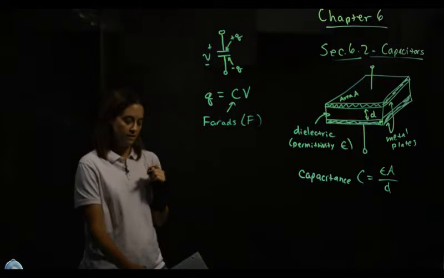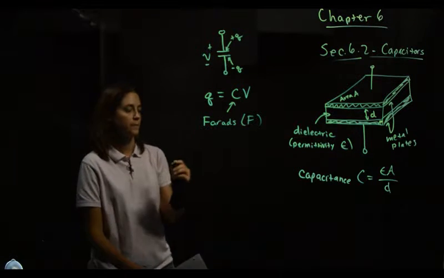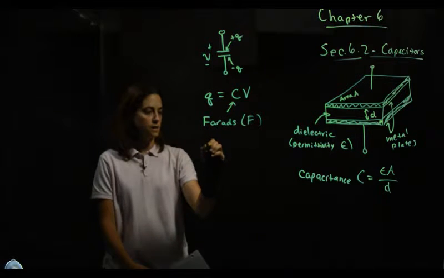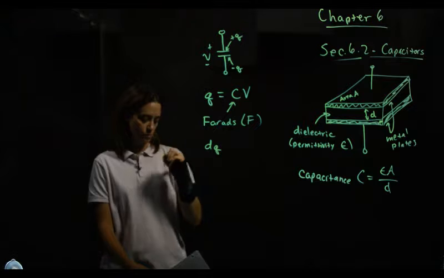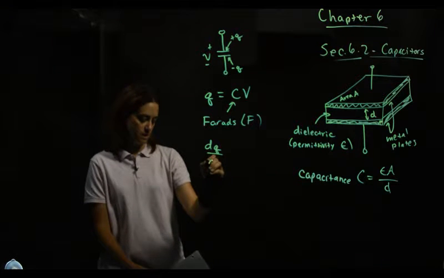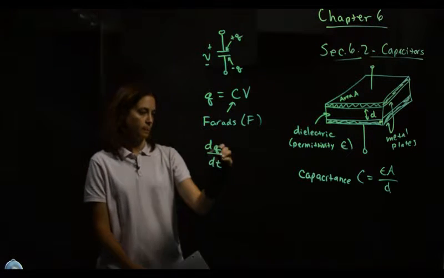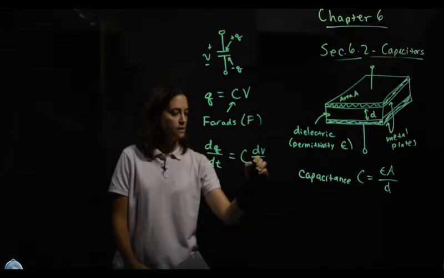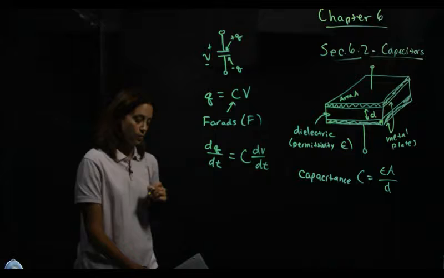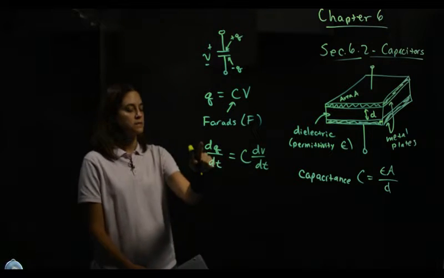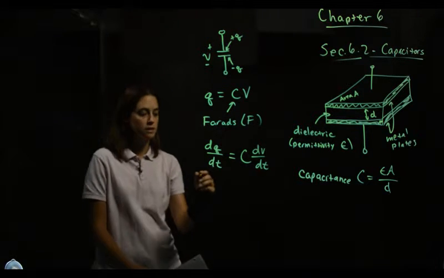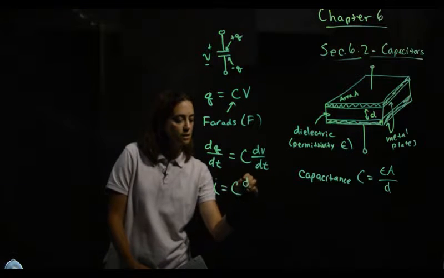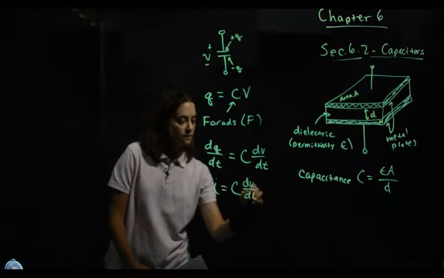And if we take the derivative of both sides of that, we get dq by dt equals C dv by dt. Well, if you think way back to chapter 1, dq dt is current. So we get current through a capacitor is equal to C dv dt.